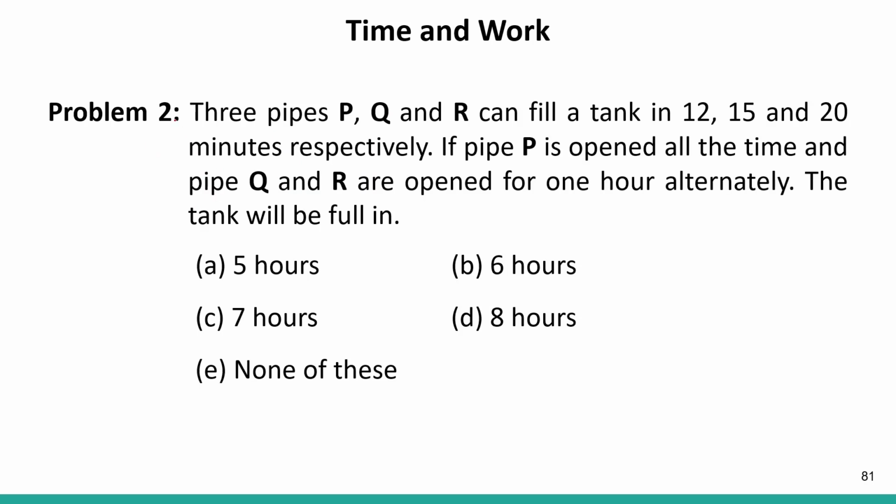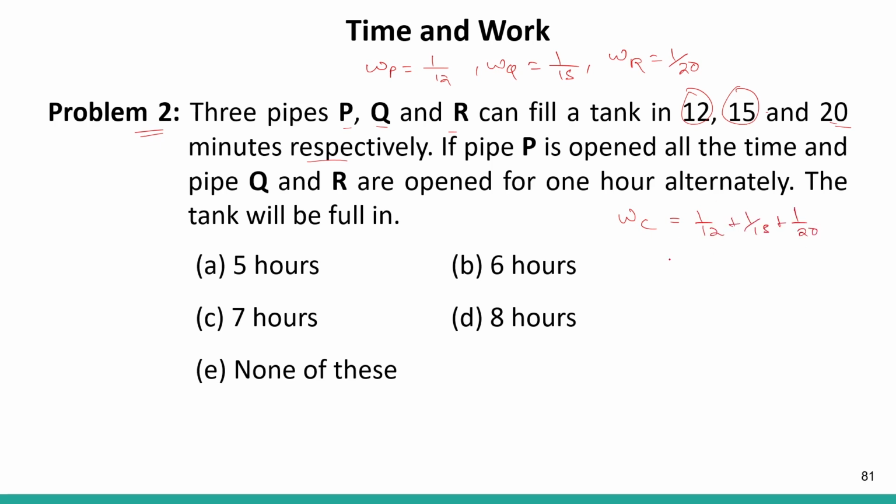Okay, let's see problem number 2. So 3 pipes P, Q and R can fill a tank in 12, 15 and 20 minutes respectively. So their individual work rate will be what? So WP, that is the work rate of P, will be 1 by the time taken for P to fill the whole tank, that is 1/12. And WQ will be 1/15, right? And WR will be 1/20. Okay. So what we can guarantee from these three is their combined work rate, WC, is equal to 1/12 + 1/15 + 1/20.